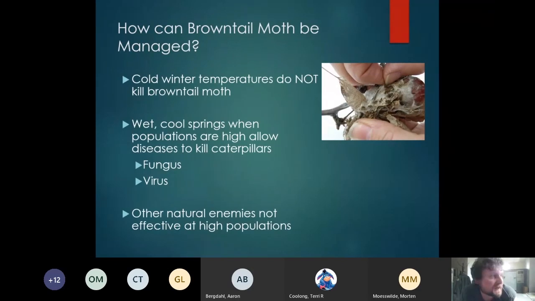A couple of notes on management. Like I mentioned before, cold winter temperatures don't kill browntail moth. They're coming from the same basic latitude that we are here in Maine, so they're adapted to our coldest winters and our warmest summers. Cool, wet springs, like we did have last year, do help give some control to browntail. And there's the fungus Entomophaga aulicae that I mentioned, and there's also a virus that attacks browntail that also proliferates in those cool, wet conditions. Typically May and June are the most crucial times to have that cool, wet weather.